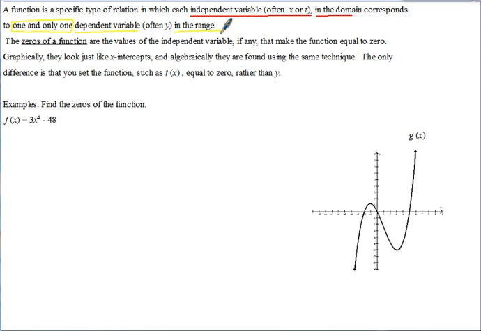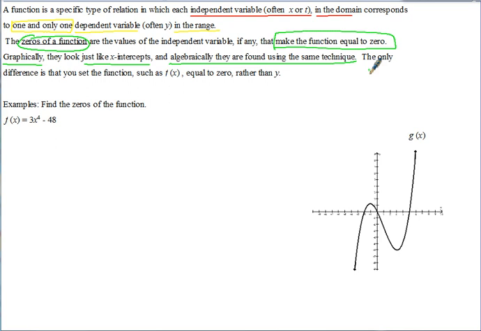Then remember, the zeros of a function are the values of the independent variable, if any, that make the function equal to 0. Just like it sounds. Figuring out what makes the function 0. That's the name, zeros of a function. And graphically, they're really just like x-intercepts. And algebraically, they're found using the same technique as x-intercepts.